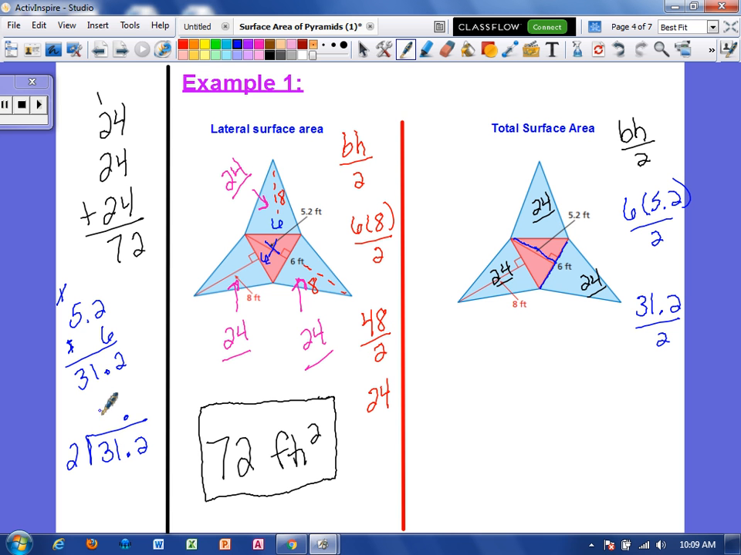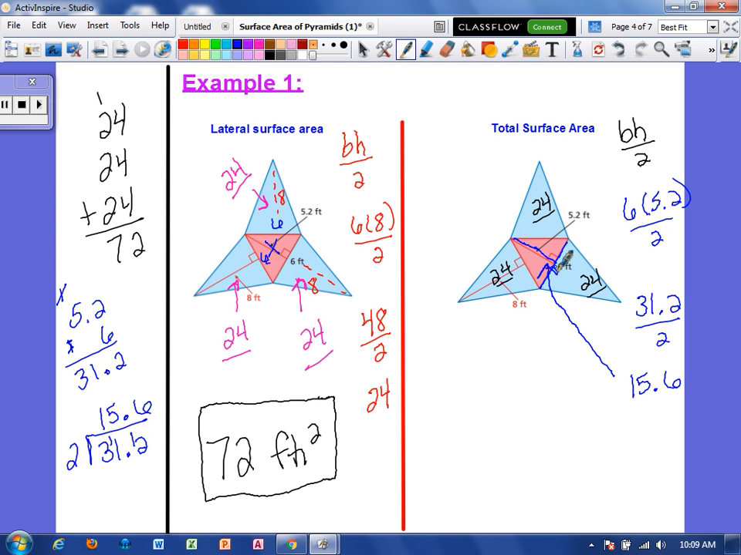Alright, 2 goes into 3 one time with 1 left over. 2 goes into 11 5 times with 1 left over. And 2 goes into 12 6 times. So the area of the base would be 15.6.